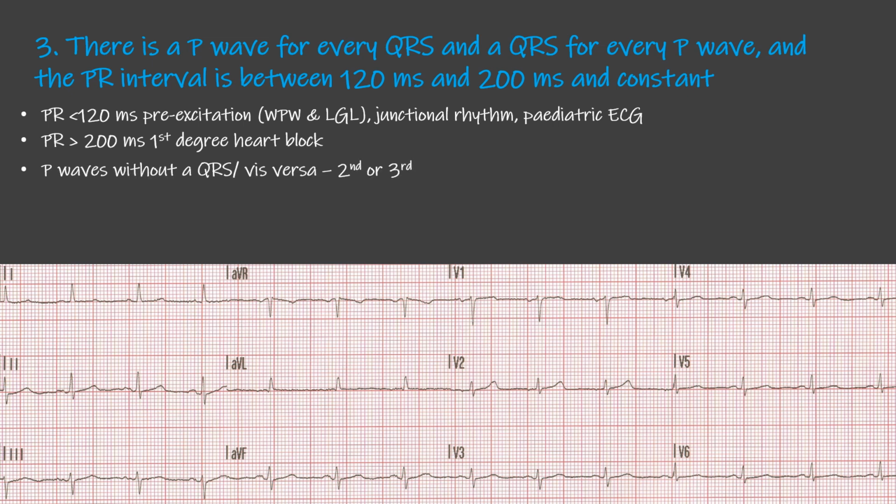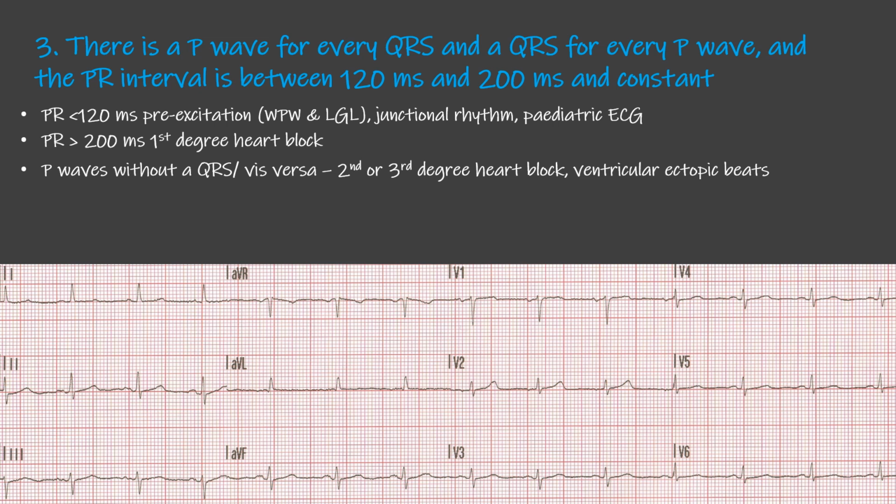And if there are P waves which are not followed by a QRS complex, this might suggest a second or third degree heart block. And if there are QRS complexes without a preceding P wave, this would suggest something like a premature ventricular contraction.